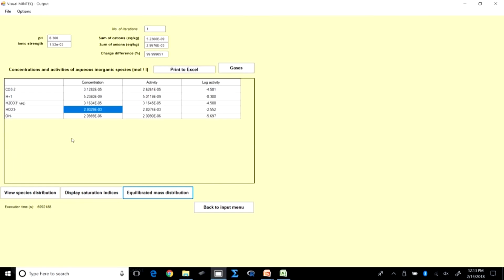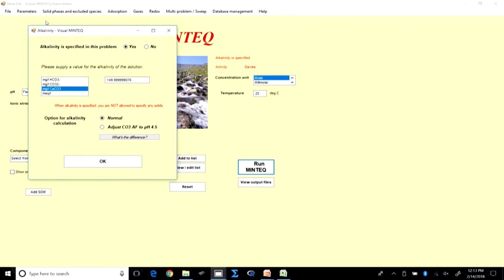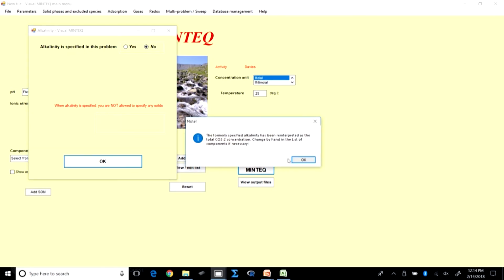So back to main output menu, back to input menu, and now what do I need to do? I have H total and CO3 total, and now what else do I need to do? I need to plug in the aspects for Fe total and Cl total, and also mention that ferrihydrite is a possible solid, right. So let's do that. Before I do so, I need to say that alkalinity is not going to be listed because I am already considering CO3 total as a particular species.